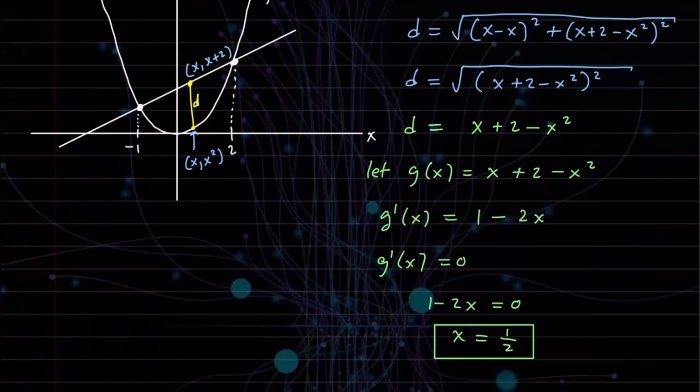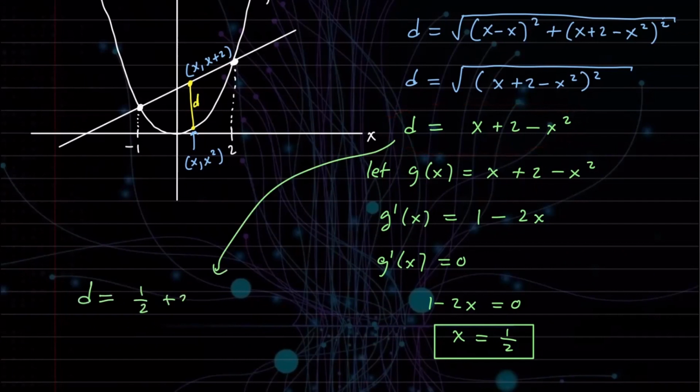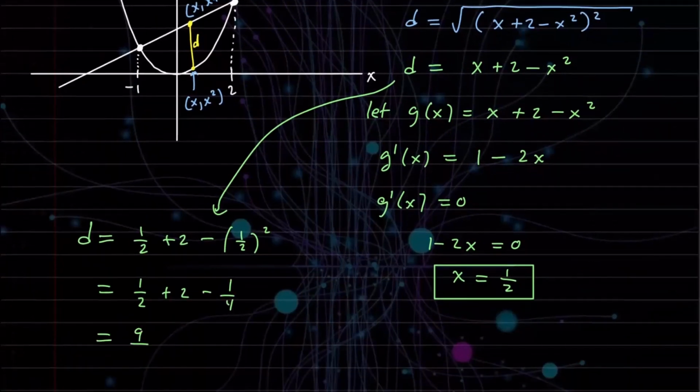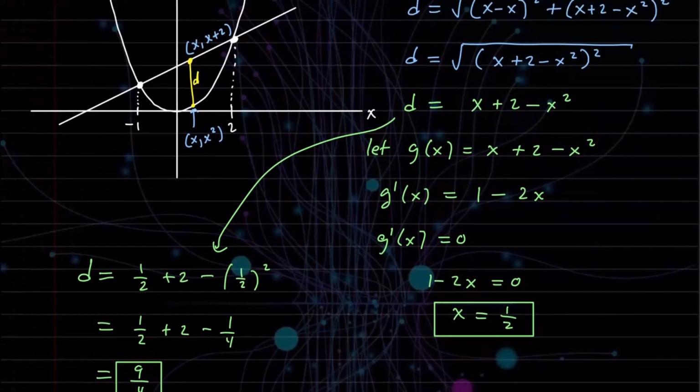So for the maximum distance, we simply plug the x value in here to get d. So d would be equal to x, which is 1/2, plus 2 minus 1/2 squared. That's going to give you 1/2 plus 2 minus 1/4. And if you combine, you'll get 9/4. So that'll be the maximum distance between the parabola and the line within the given interval, -1 to 2.